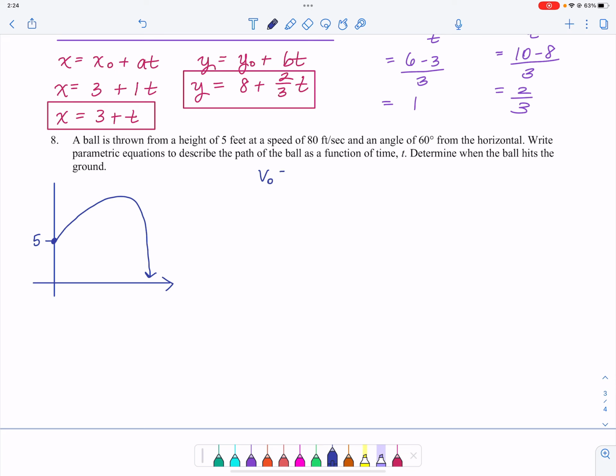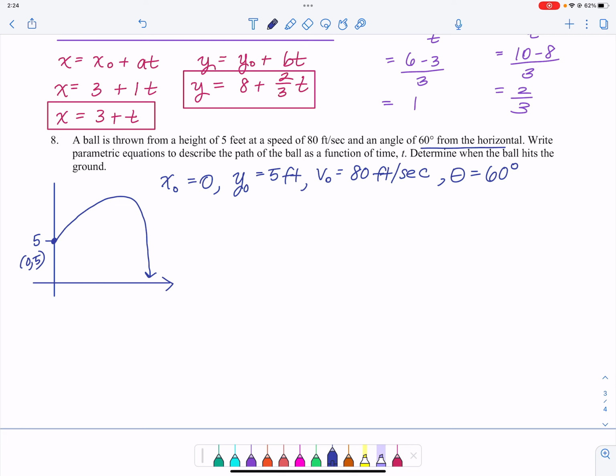So that's the initial velocity is 80. Now, our initial height is 5. And you should be able to see that x sub 0 is equal to 0 because this point here is 0, 5. Okay, let's keep reading. At an angle of 60 degrees from the horizontal. So we see that theta is equal to 60 degrees.